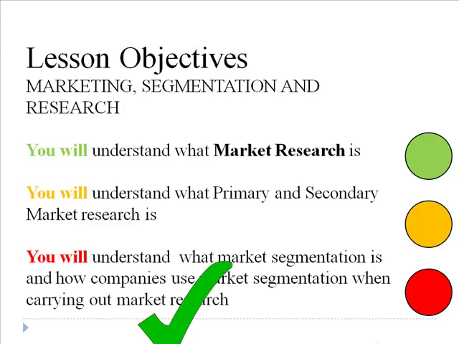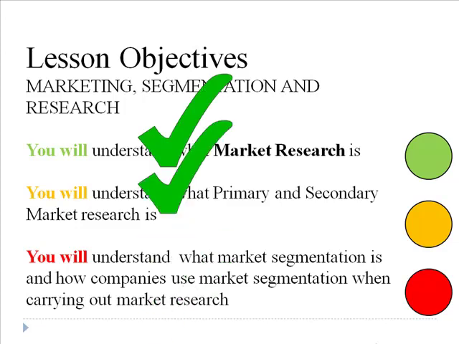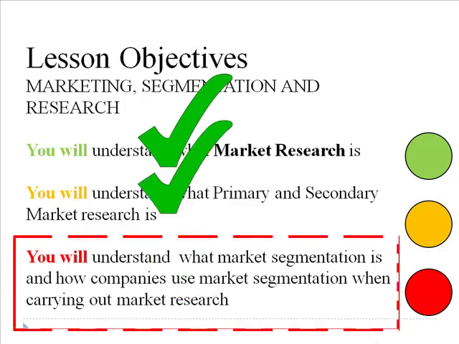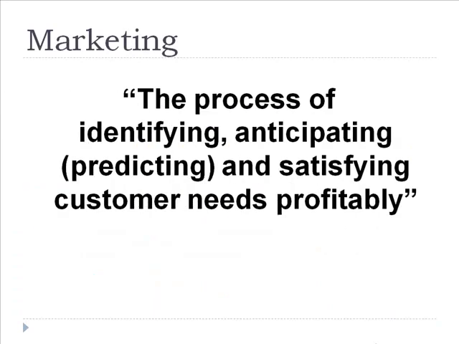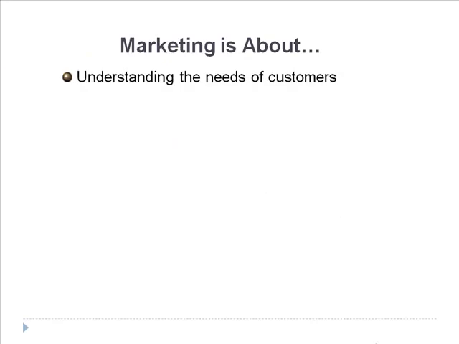So we've looked at market research, and at primary and secondary market research. We're going to look at market segmentation now. Marketing is the process of identifying, anticipating or predicting, and satisfying customer needs at a profit. There's no point trying to predict what they want without making any money from it. It's a waste of time.